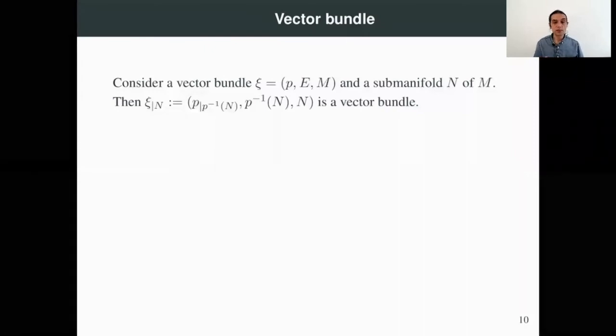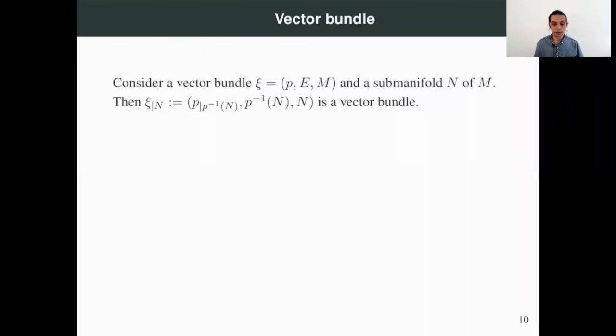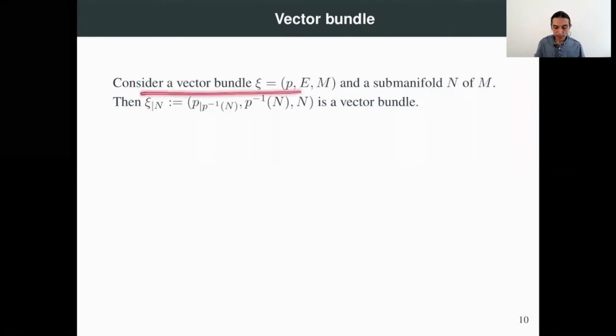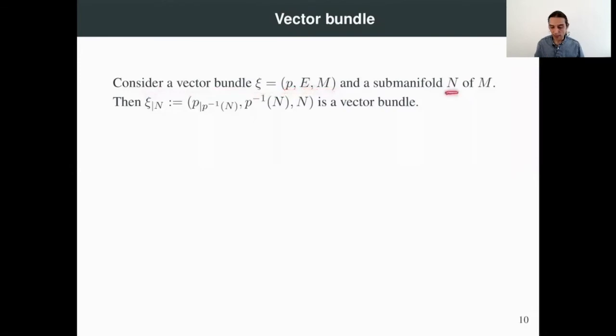We can associate several constructions to vector bundles. For instance, consider a vector bundle P, E, M and a submanifold N of M. We can consider the restriction of the bundle to N, which is the vector bundle whose base is N. The total space is the preimage by the projection P of N, and the projection is the restriction to the total space. The dimension of the fibers is the same for both cases.